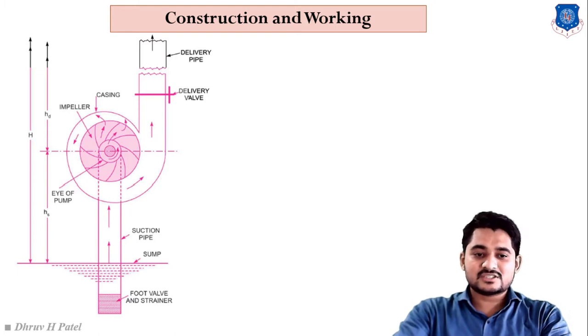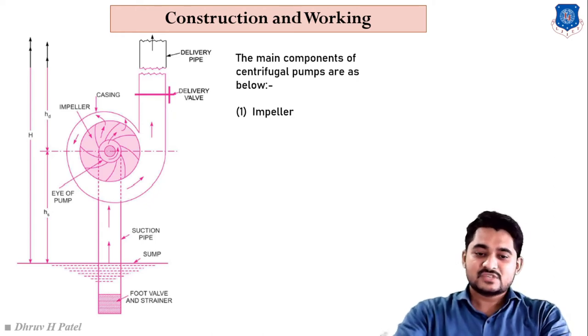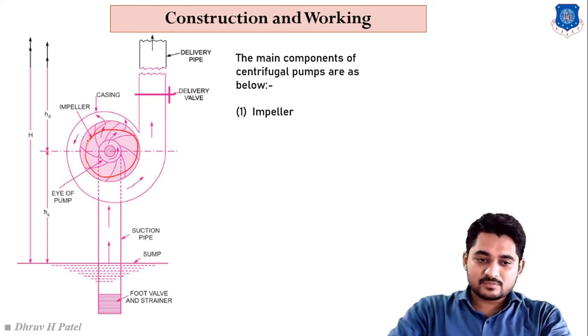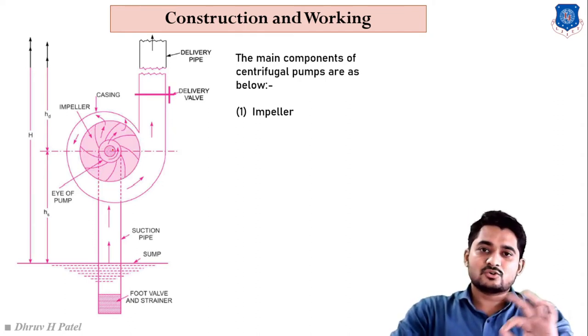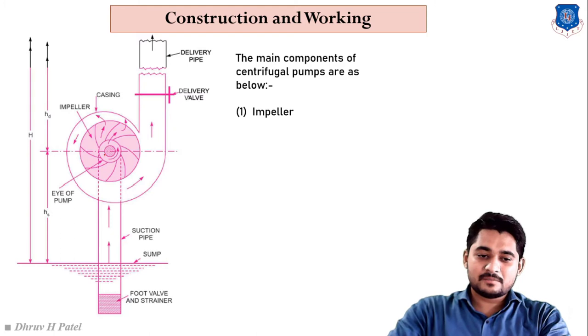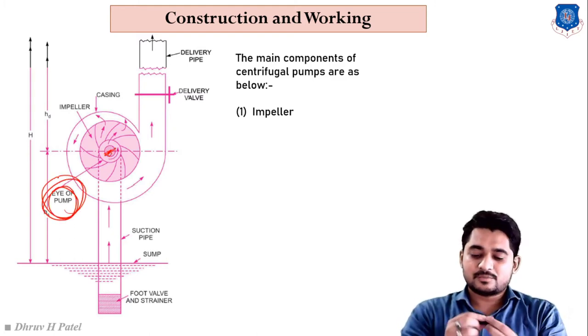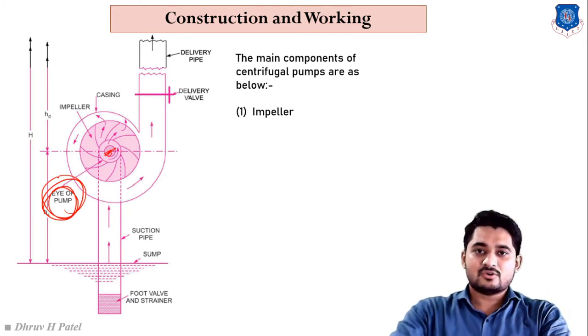First of all, as shown in this sketch, the main components of the centrifugal pump are as below. The first component will be the impeller. In this sketch, this rotating component which is mounted on the shaft is known as the impeller, right? In the impeller, various blades are there: backward blades, forward blades, radial blades, right? And the center of the impeller is known as the eye of the pump. Suppose this is the center of the shaft, then the center of the shaft is known as the eye of the pump. Clear students? So first one is impeller.